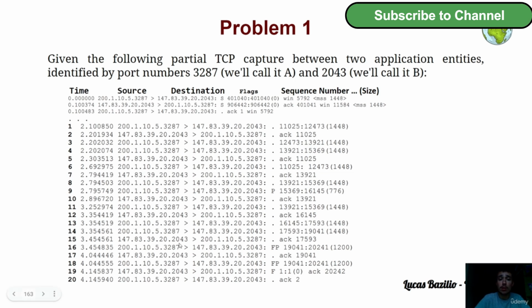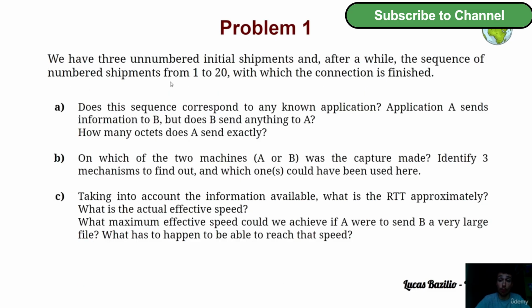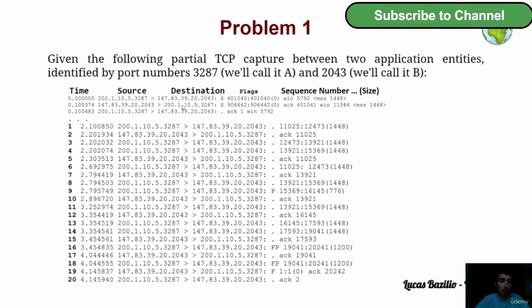Very well. So given this TCP capture, we have a series of questions. The problem also says we have 3 unnumbered initial packets, and after a while a sequence of numbered packets, from 1 to 20, with which the connection is finished. This is precisely what we see here. We have this series of packets at the very beginning, and it is not hard to see that this is the TCP connection establishment. We're going to come back to this in a moment.